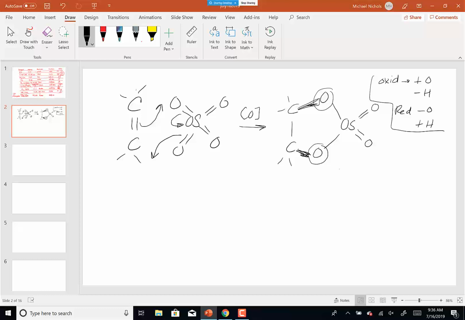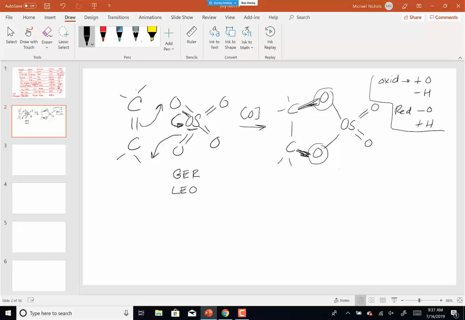Over here, what happened to my osmium? The pair of electrons went from this double bond to the osmium. So that means the osmium gained electrons, which is reduction, right? Lose electrons, oxidation. So that's Leo the lion goes grr. There's an oil rig one too. This one has stuck in my mind forever.